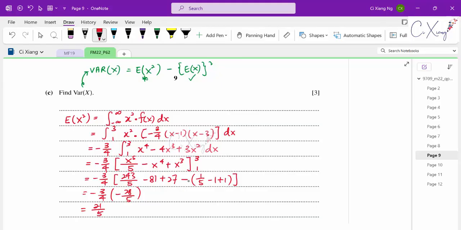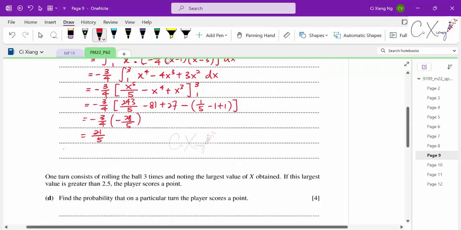Please take note, this is not the answer for the variance of x yet. A lot of students always think that E(x squared), the expected value of x squared, is the variance of x. Basically, it is not. So you need to carry out one more step to find the variance. Like what I showed you, the general formula for variance is this one.